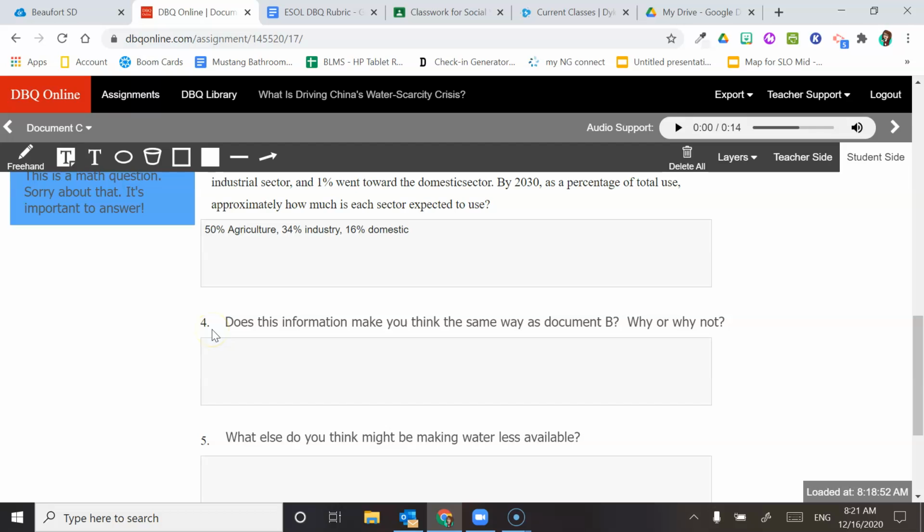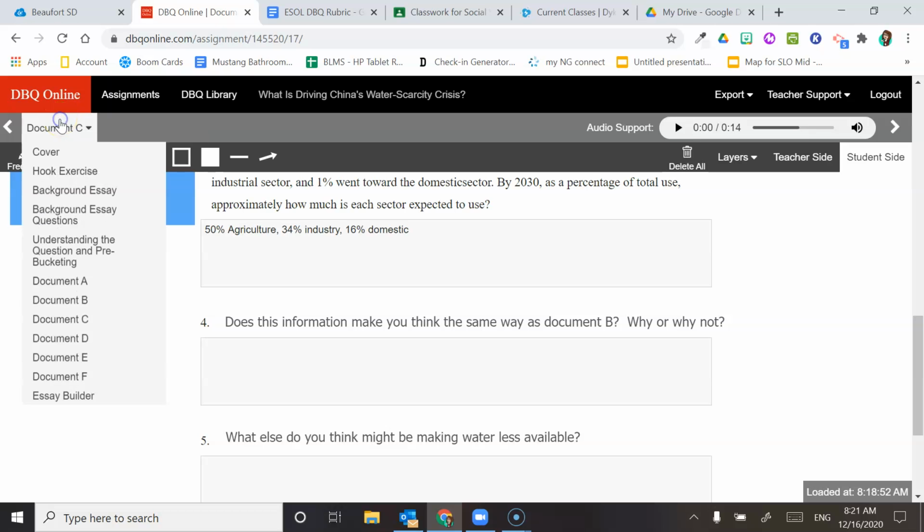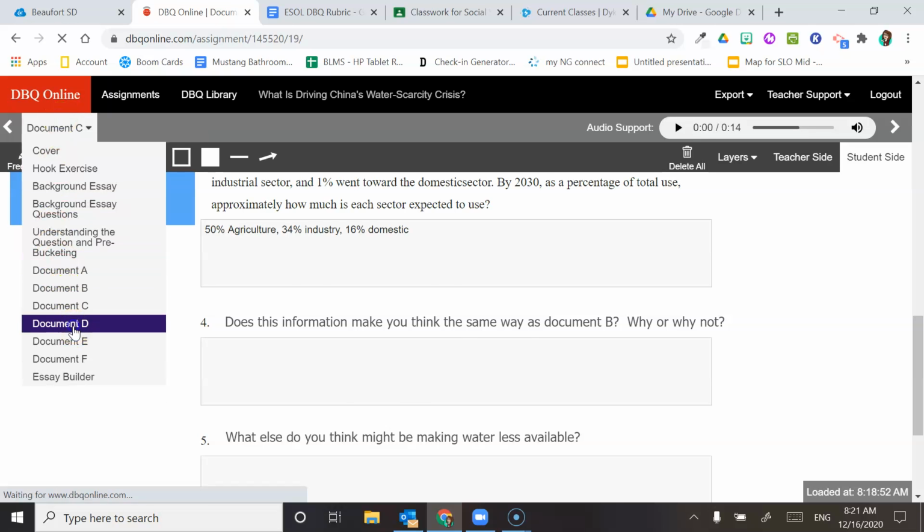I'm not going to go over questions 4 and 5 because these are your thought process questions. There is no correct answer as long as you're using your reasoning and your thought processes.